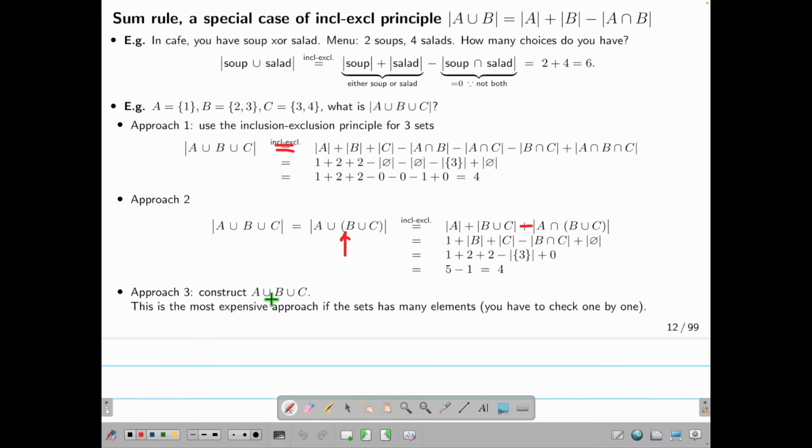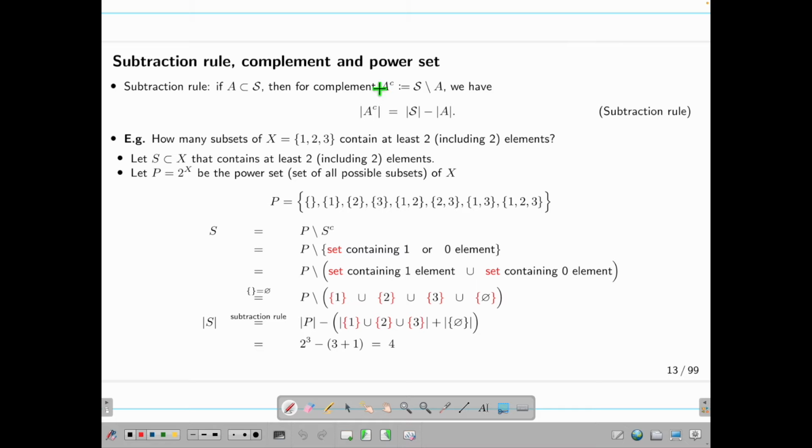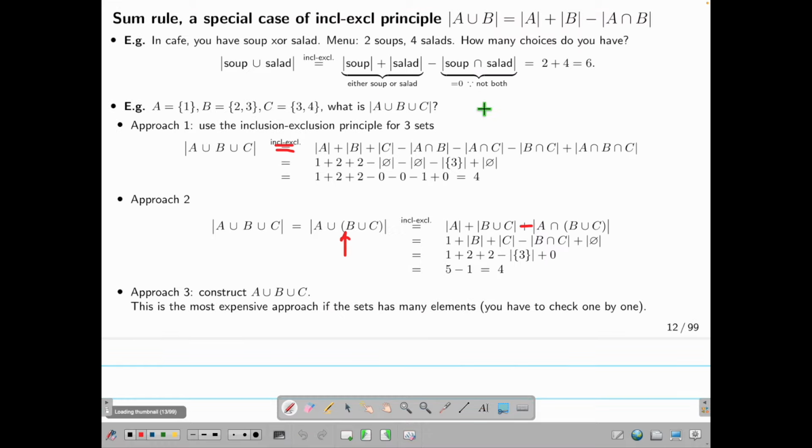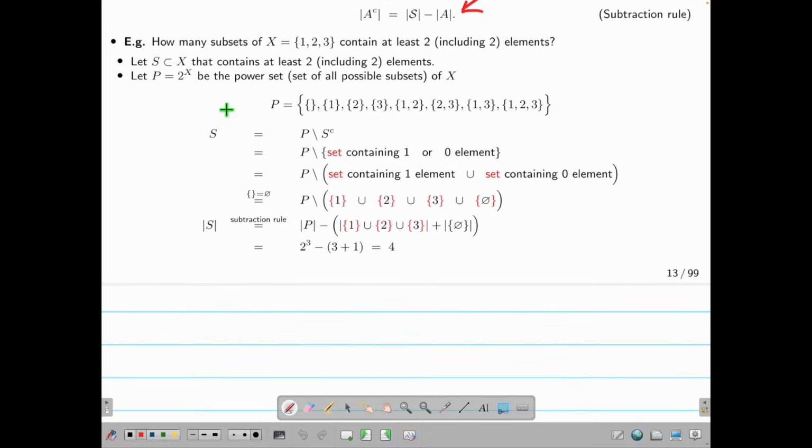And then because we have a subtraction here, we can have something called the subtraction rule. If I have a set A which is a subset of a bigger set S, then A is a subset of S, and S is called a superset of A. Then the complement, you write this notation. It means the complement of A under the universe S. And how big is this? You just add a subtraction. I didn't prove this formula. How do you prove it? You use this formula. Then here's the example. How many subsets of X?